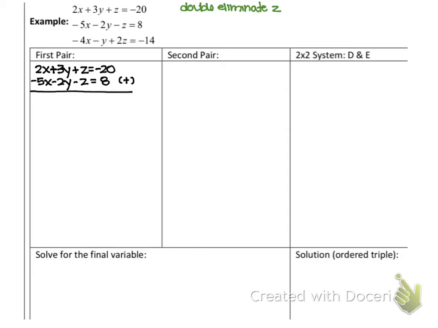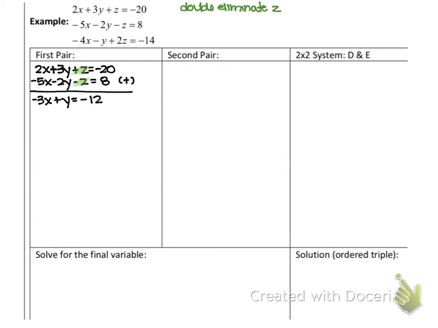So my first equation, 2x plus 3y plus z equals -20. Okay, copied that down correctly. -5x minus 2y minus z equals 8. Copied that one down correctly. All right, if I add straight down, the z's go away. That's the whole point. So this is going to give me a -3x, a plus y, and a -12.